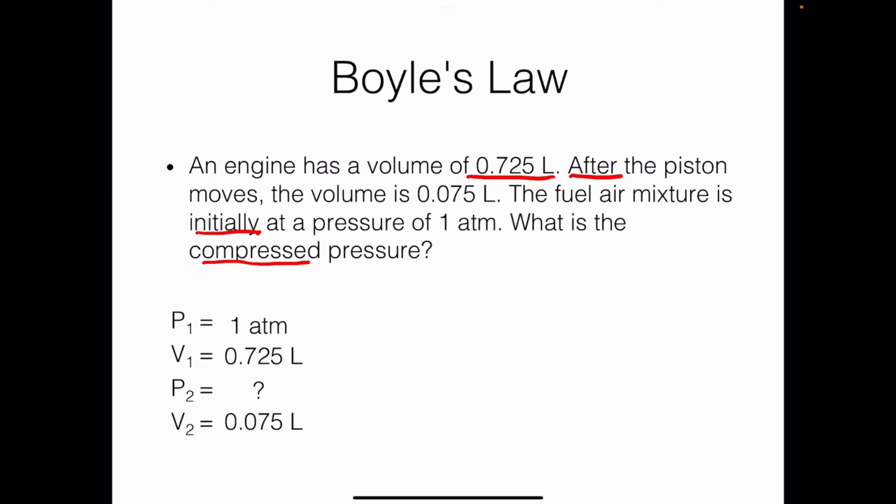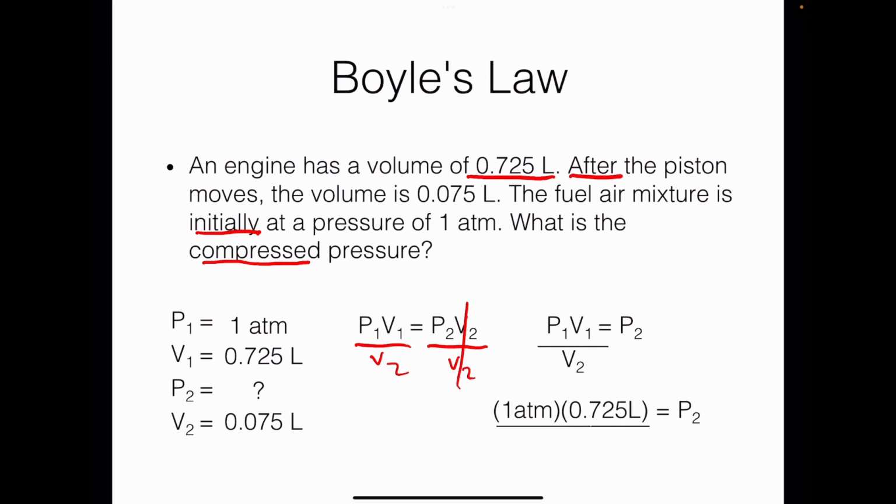So we want to set these up again in our similar equation, P1V1 equals P2V2, except this time we are solving for P2. So P2 is P1 times V1 divided by V2, and solving for X, remember that's just dividing both sides by V2, and we see on this side that V2 ends up canceling. So now plugging in our values for our variables, we have 1 atm times 0.725 liters divided by 0.075 liters, and that gives us our P2 value.